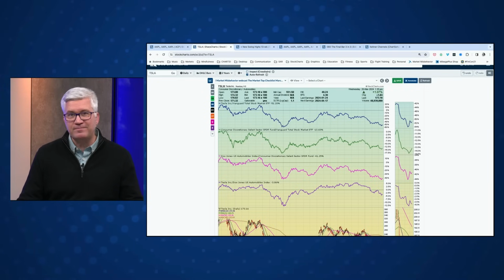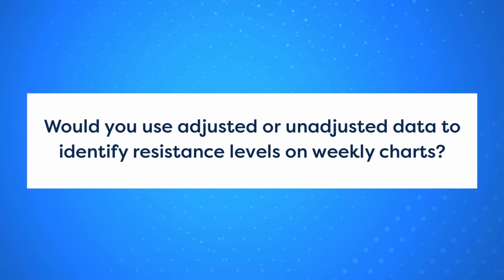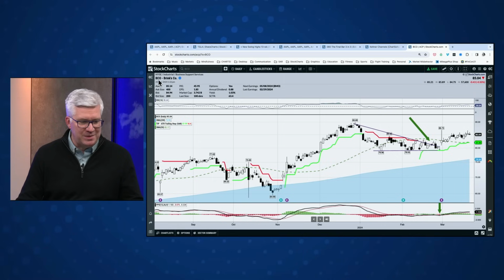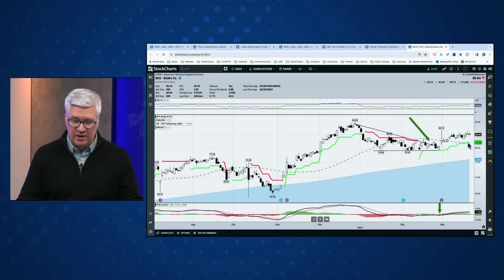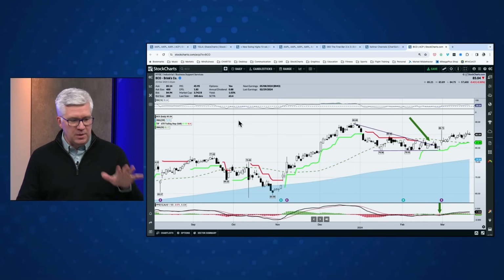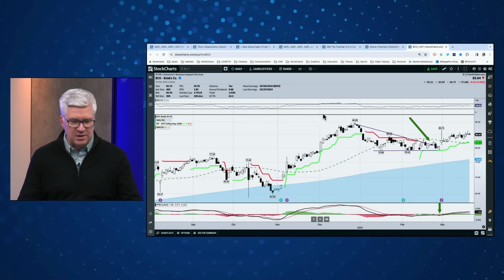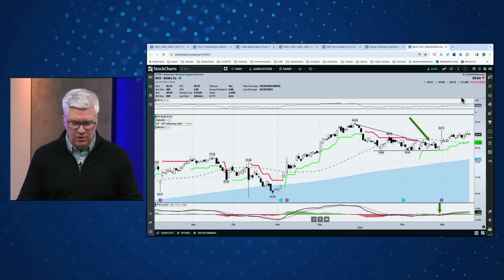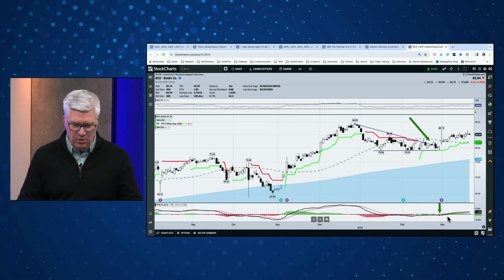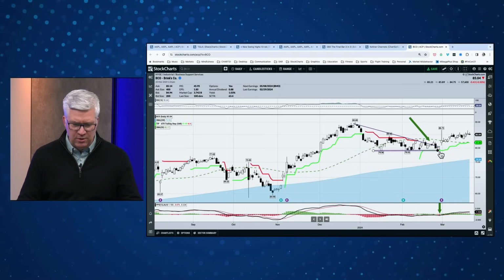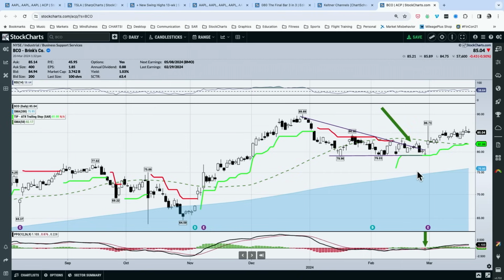Thanks for asking that. Next question: would you use adjusted or unadjusted data to identify resistance levels on weekly charts? You were looking at a particular stock called Brinks Company, ticker BCO. This is an industrial stock. Thanks so much for sending your chart. This is in ACP. You have a daily chart here. I'm seeing RSI in the top, PPO in the bottom. You have some annotations that you put here indicating different levels, and that's great.